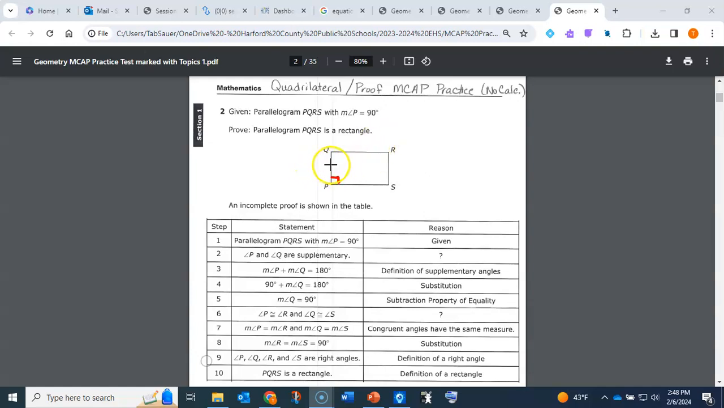What we know about parallelograms is the opposite sides are parallel. That's just the definition of a parallelogram. Based on that, when they've given you most of the proof, what we need to figure out is what's going here and what's going here for those justifications. After stating that this is a parallelogram and the angle P is 90 degrees, they want us to tell why we know angle P and angle Q are supplementary.